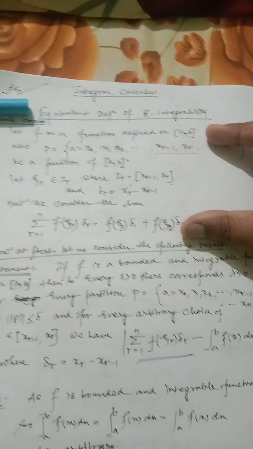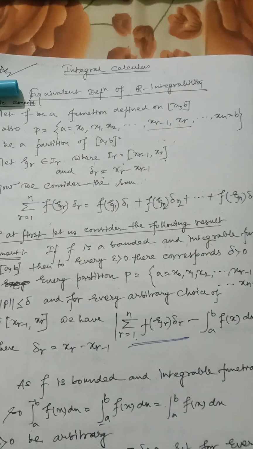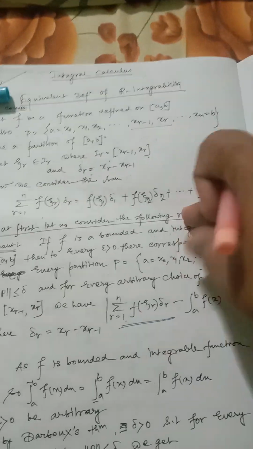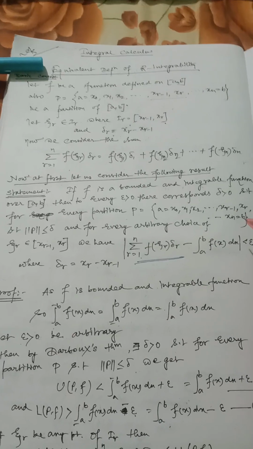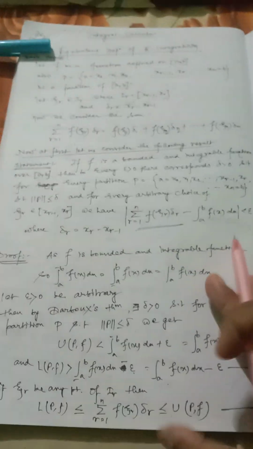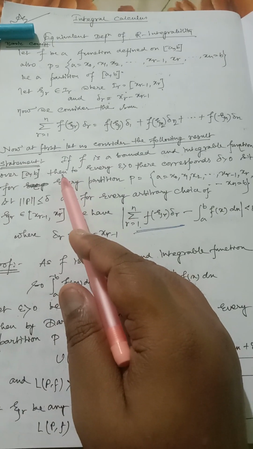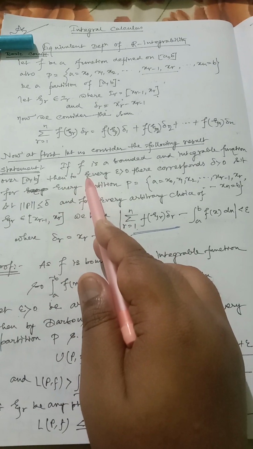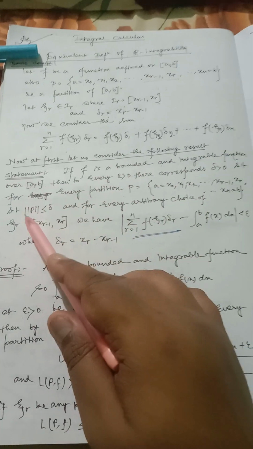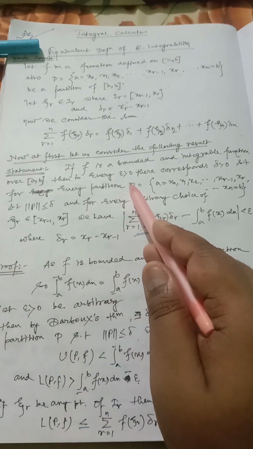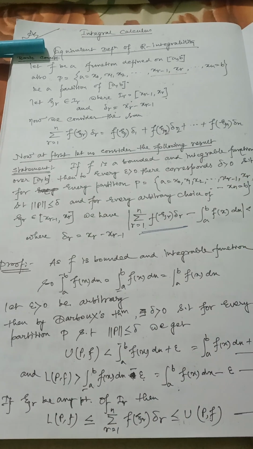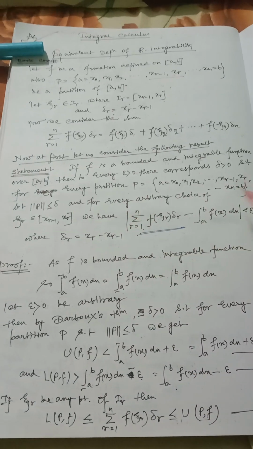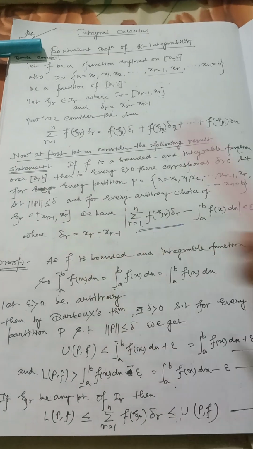So this is not the definition, this is just the basic concept or prerequisite which we require in order to define the equivalent definition. Now there is an important lemma, you can say. I have given the statement as well as the proof of that, which we have to consider here to understand the properties. The statement says, if a certain function f is bounded and integrable over the closed interval [a, b], then for every possible epsilon greater than 0 there corresponds a suitable delta greater than 0, which is valid for every possible partition P with the criterion norm of P less than or equal to delta.